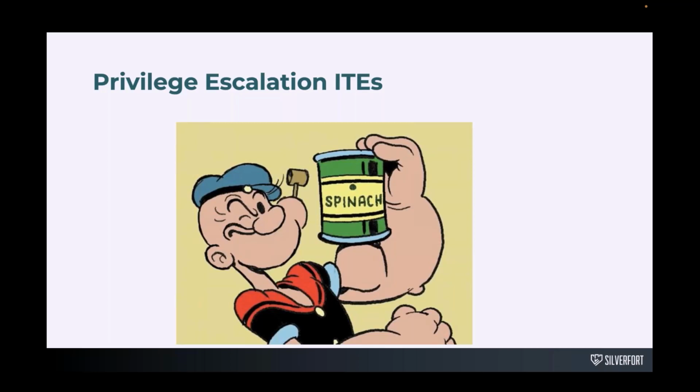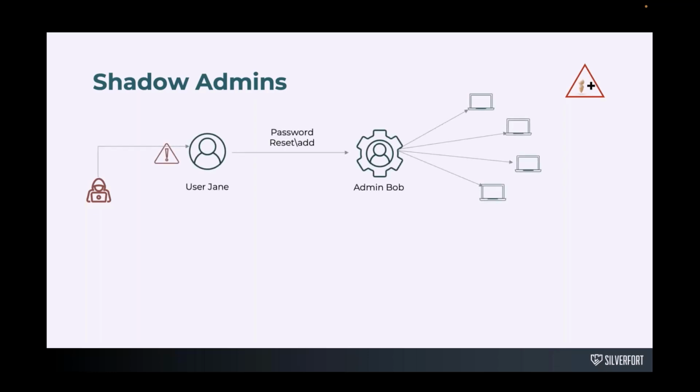Yeah. Okay, cool. So, privilege escalations. This also discloses my age, right? I don't know if any kids today know who this is, but this is Popeye the sailor man, and when he eats the spinach, he becomes the strongest person on earth. And this is how privilege escalation works. I want to talk about shadow admins. We had this slide in the latest webinar.